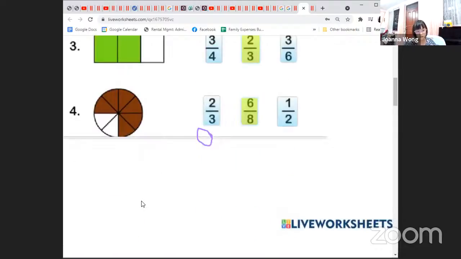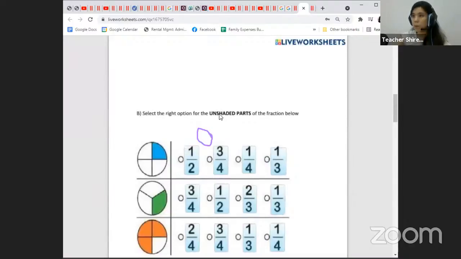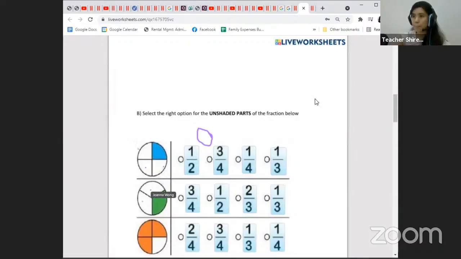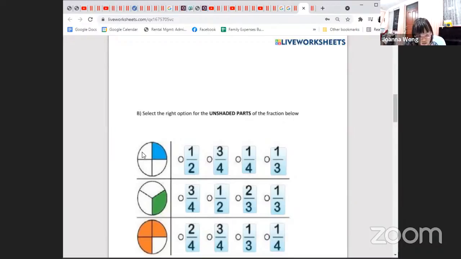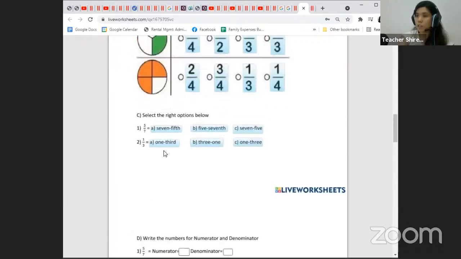Now you understand all this, right? Okay. So now let's say I give, but make sure you read the question properly. Now the unshaded parts. Unshaded, not shaded, no color, which is the answer? 1, 2, 3, 4. 3. Okay, good.